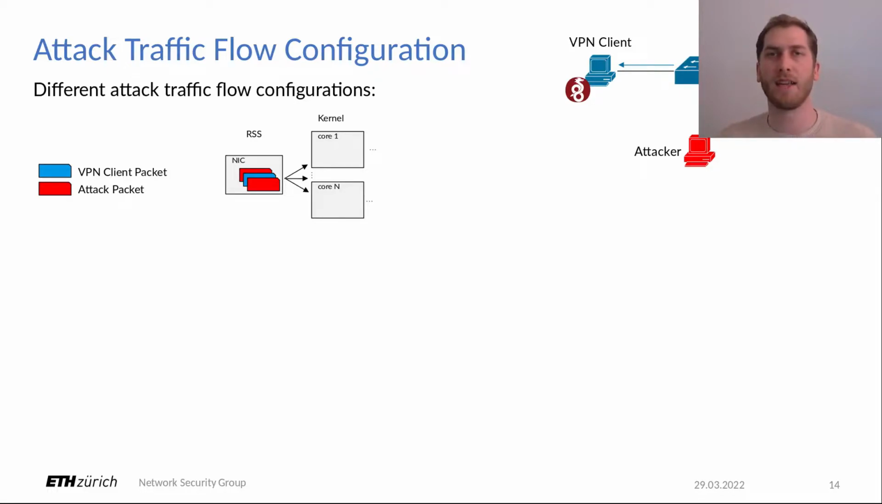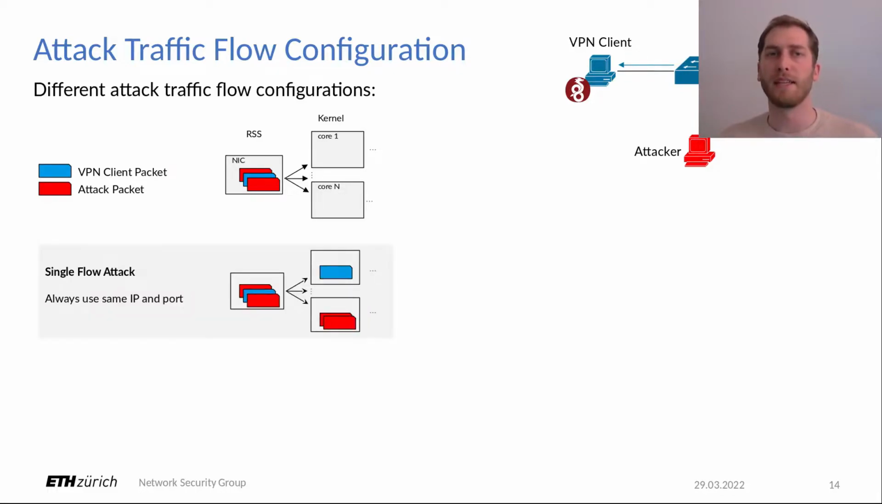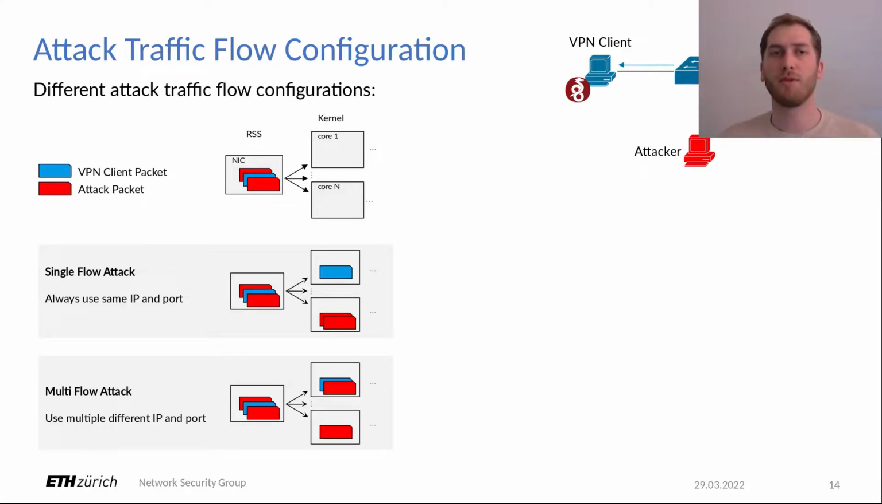Concerning the flooding attacks, we therefore considered 3 different flow configurations. In the single flow attack, the attacker always uses the same IP address and port numbers. RSS then maps all attack packets to the same core, which is likely a different core than the core which processes the client packets. In the multi-flow configuration, multiple IP addresses and port numbers are used, such that RSS distributes the attack packets among all the cores of the VPN server.